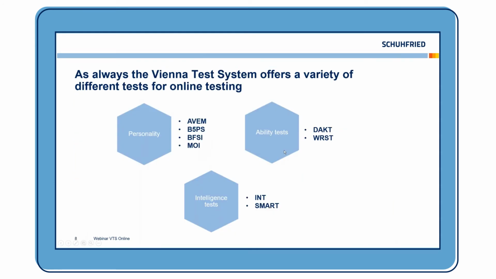I want to pick up all of these practical examples and give you another quick overview of which tests are available in general for online testing in the Vienna test system, which is on one hand the personality tests, some of which we already talked about. Then there's also, of course, special ability tests, as well as intelligence tests for online testing.